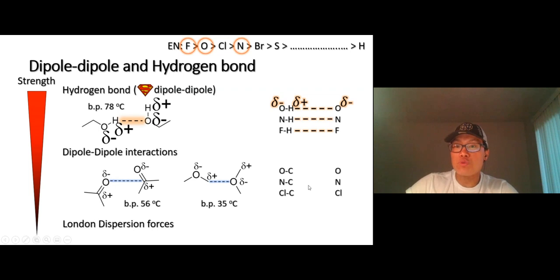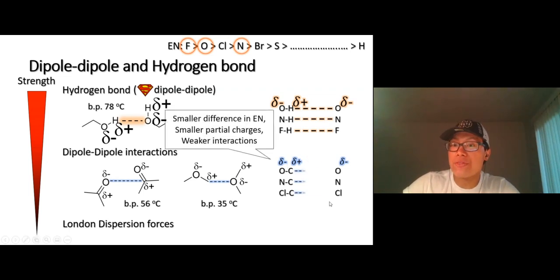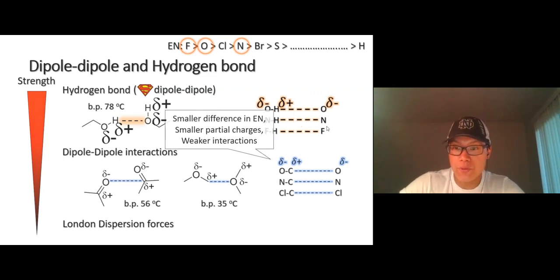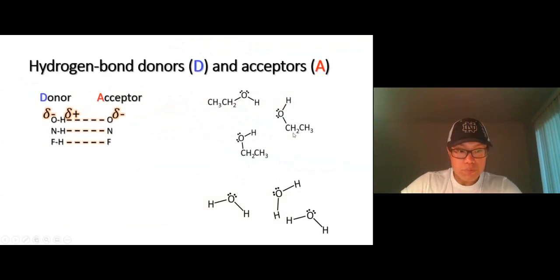Compared to a regular polar bond, the difference in electronegativity is smaller, so the charge is smaller as well, which means that the interaction between these two molecules right here is weaker than the top one. The bigger the charge, the stronger the interaction. Basically, that's what I want to say. All right, now for hydrogen bond, we're going to go to the next video.